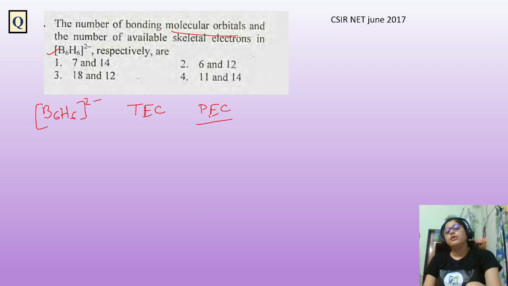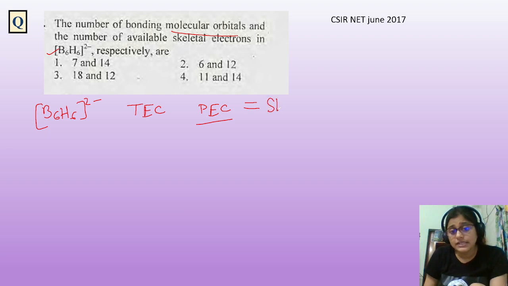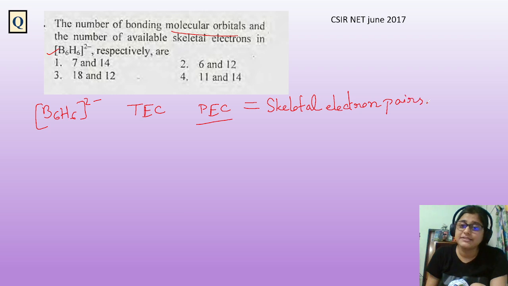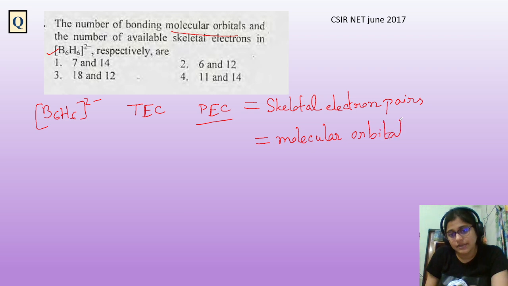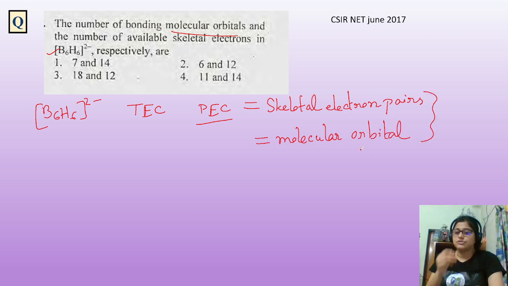Fine. So the PEC, I have told you, is equal to the skeletal electrons, not electron pairs. This is pairs, right? And the molecular orbital will be equal to the skeletal electron pairs, because in the molecular orbital only the skeletal electron pairs are there. This idea you have to understand. Okay. So first the TEC, total electron count.